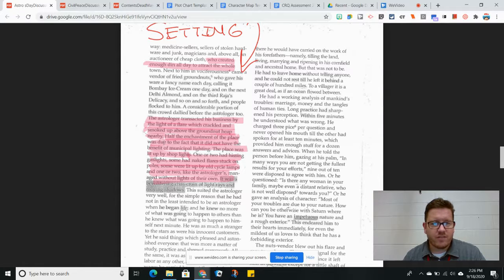Half the enchantment of the place was due to the fact that it did not have the benefit of municipal lighting. The place was lit up by shop lights, hissing gas lights, naked flares, cycle lamps, astrologers' mange, so enchantment, ground nut heap, crackled, smoked. You're getting a lot of physical description. And in An Astrologer's Day, the author uses the exposition to give us a whole lot of physical description of the place.